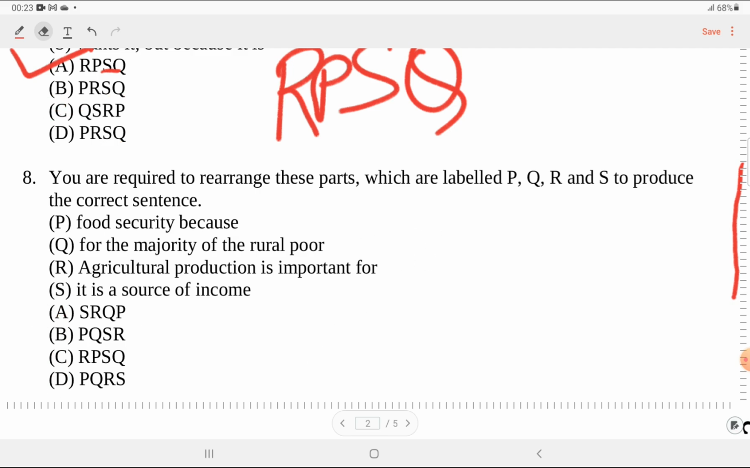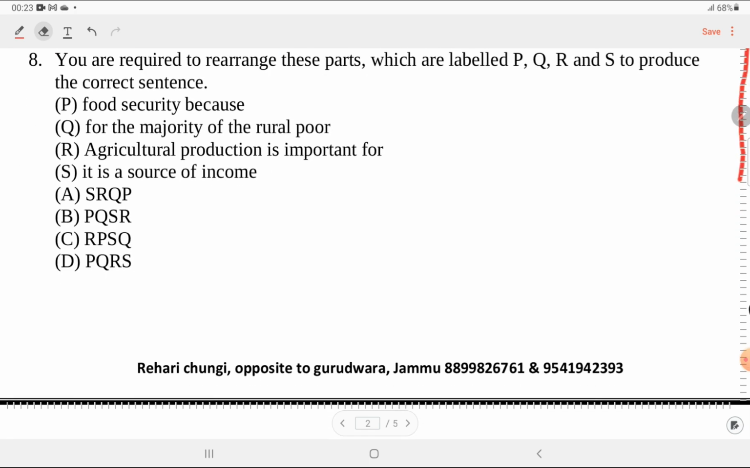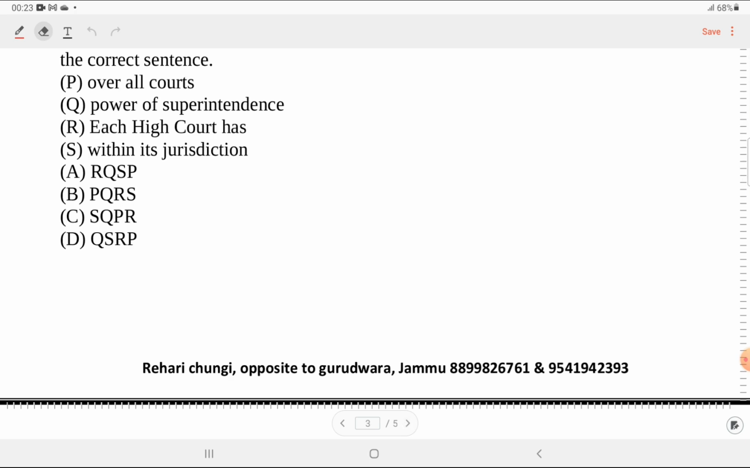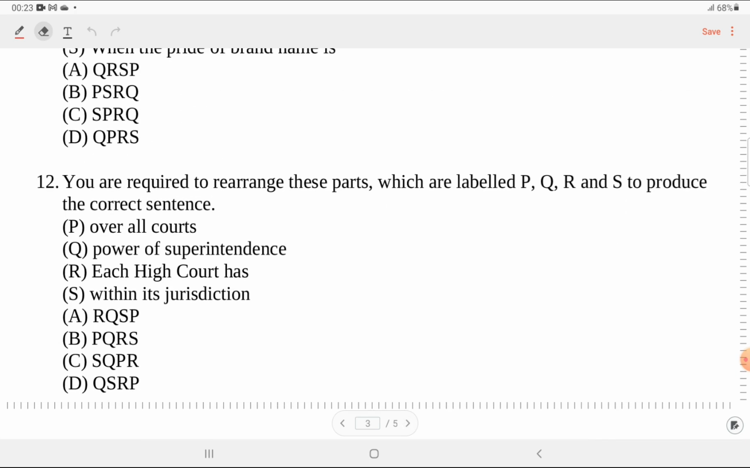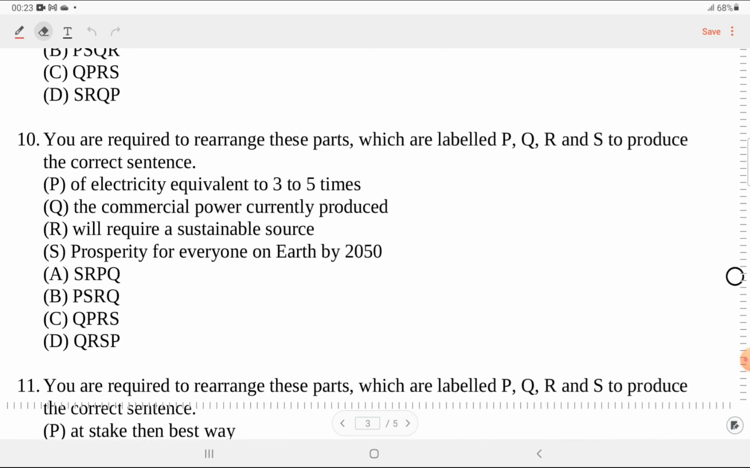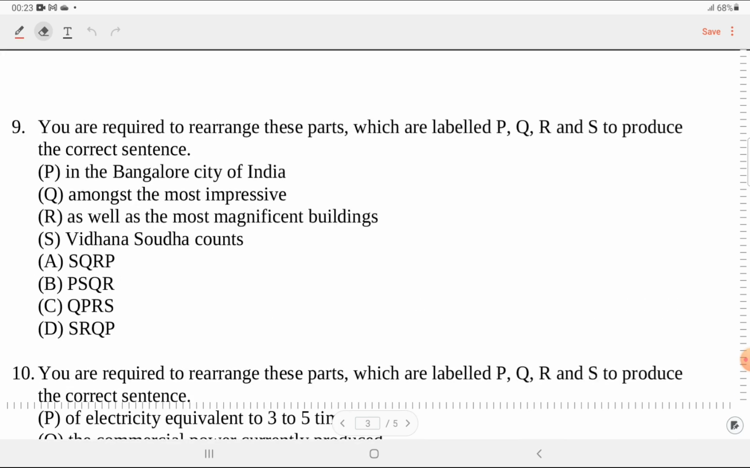Now we'll go for 9th. Yes. In the Bangalore city of India. See here S has to be the first one. Vidhana Sudha counts. S should be the first sentence. Now see कहाँ पे S है. We do not have S in B. We do not have in C. Now see SQ या SR.